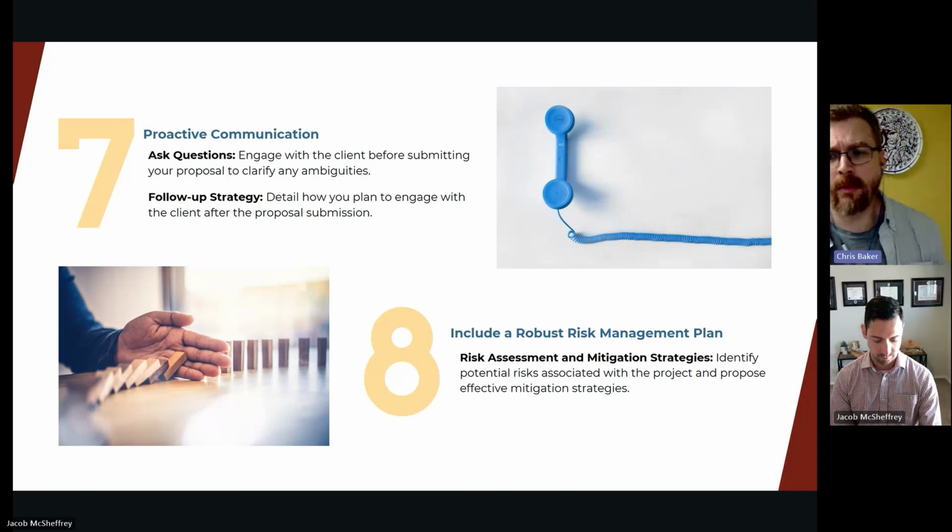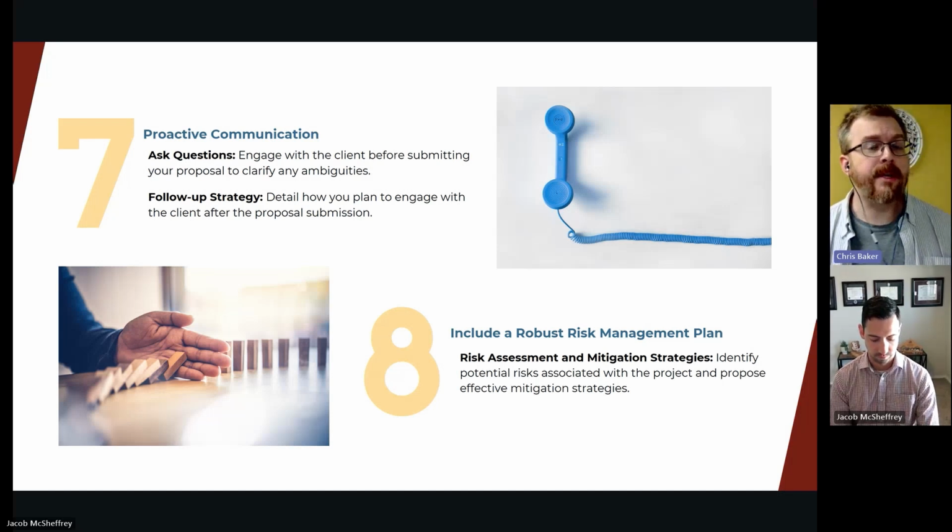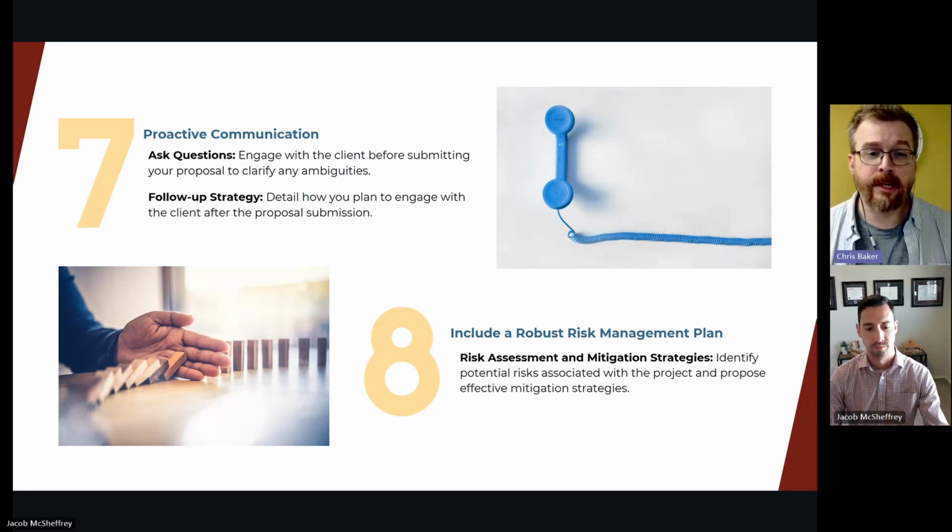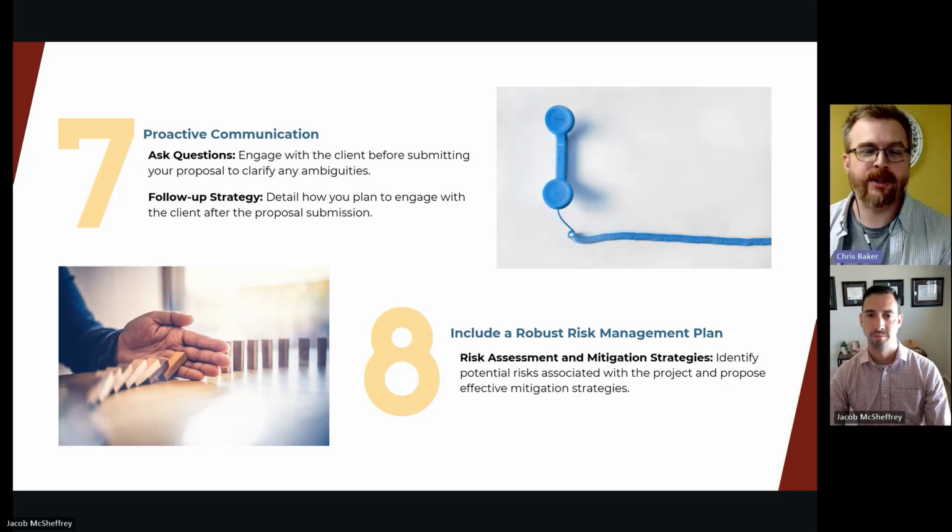And then finally, including a robust risk management plan. Some RFPs call out this specifically. They ask to see a risk assessment mitigation strategy. They want to see if you have a risk management plan, but if you have the space to add one, highly recommended that you craft one and put it in there. It, again, is part of that proactive approach. It shows you're thinking ahead, and it helps build trust with the contracting officer. Identifying potential risks associated with the project and proposing effective mitigation strategies for those risks. This shows foresight and preparation and reassures the client of your project management capabilities, alongside you showing that you can successfully perform the work.